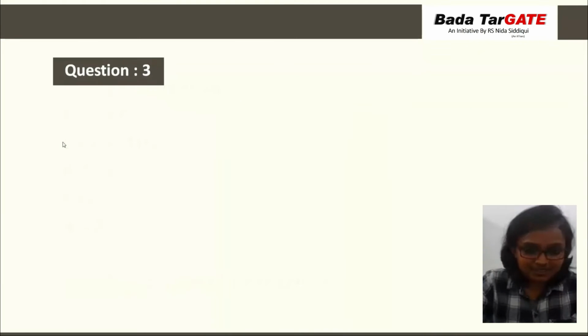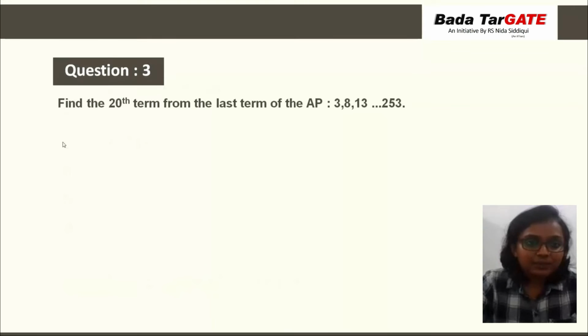So coming to the third question, find the 20th term from the last term of the AP 3, 8, 13 up to 253. So to find out which is the 20th term from the last term of the AP, first we have to find how many terms are there in this AP. So we know the first term is 3, common difference will be 3, 8 minus 3, which is 5, and last term will be 253. And we know An is equal to A plus N minus 1 into D.